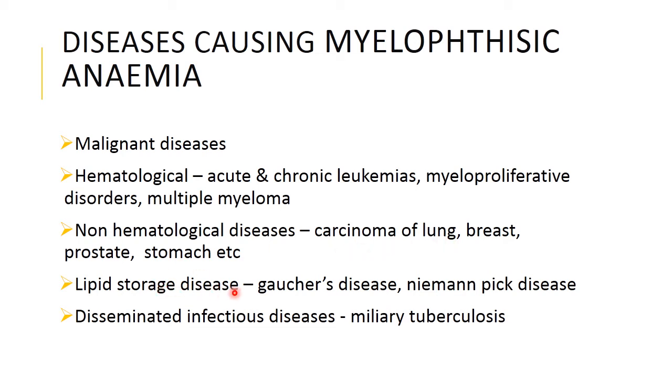Lipid storage disease is a genetic disorder where there is increased accumulation of lipid content in the body. Some examples are Gaucher's disease and Niemann-Pick disease. Disseminated infectious disease like miliary tuberculosis: upon radiological examination of the lungs, the tubercle bacilli appear as small spots about the size of a millet seed. Therefore it is termed miliary tuberculosis. It is one of the disseminated infections.